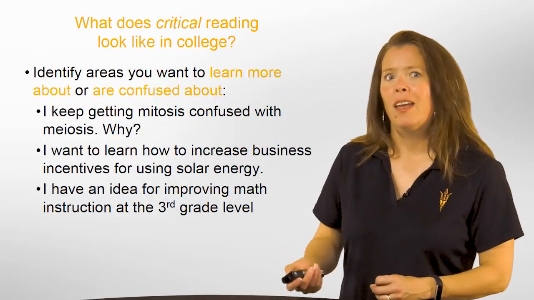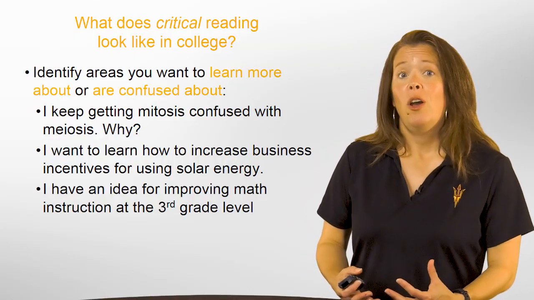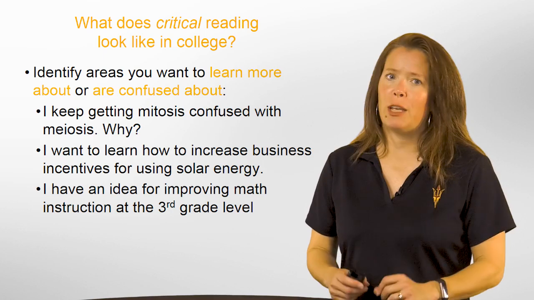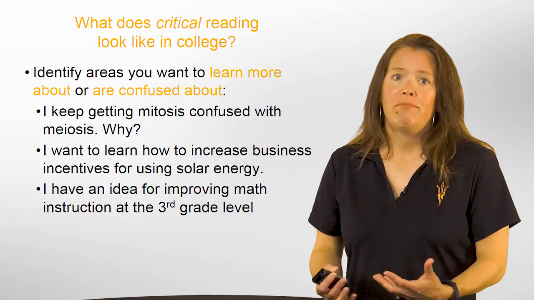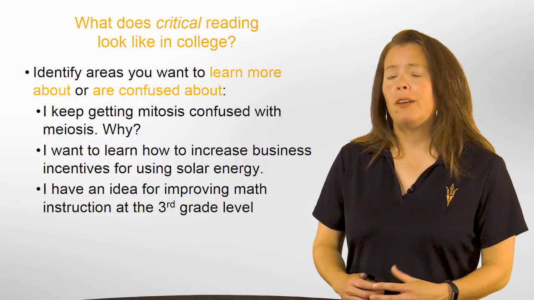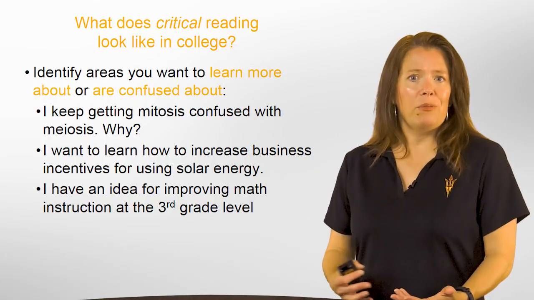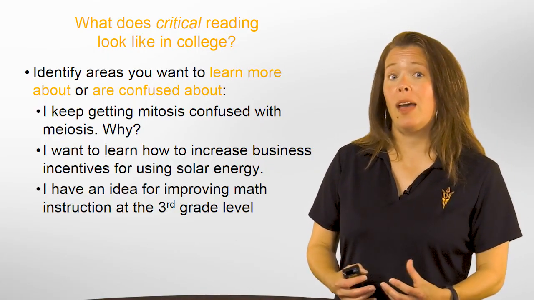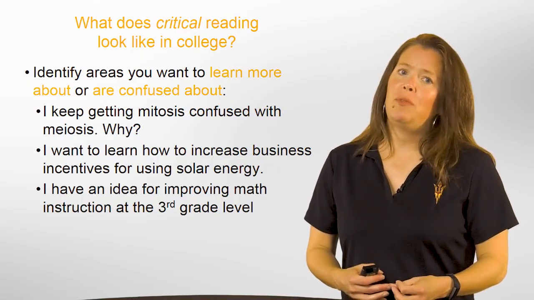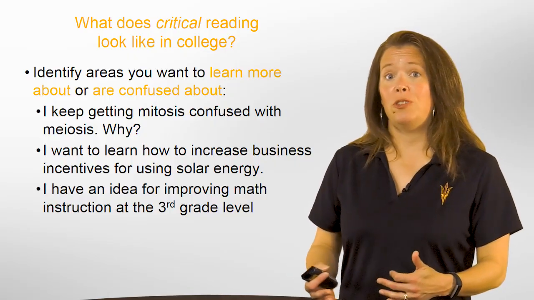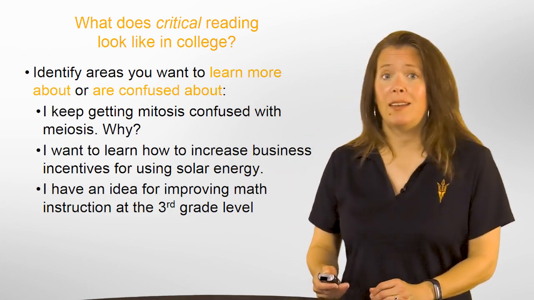The third type of critical reading is to identify areas where you want to learn more or things you're confused about. For example, after reading about mitosis, I realized I keep getting it confused with meiosis. After reading about the pros and cons of solar energy, I realized I want to learn more about how to increase business incentives for using solar energy. And in reading what motivates elementary school students to learn math, I have an idea for improving math instruction at the 3rd grade level. Now, you can use any or all of these types of critical reading as you go through your course materials, whatever works for you or the situation at hand.